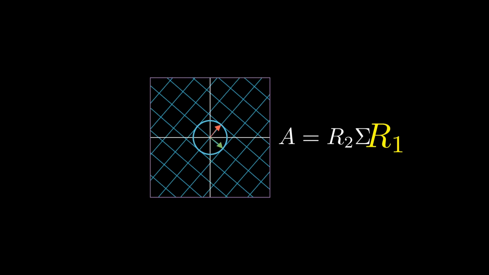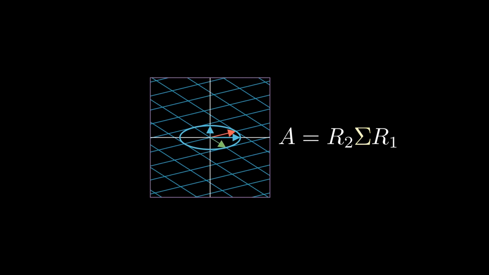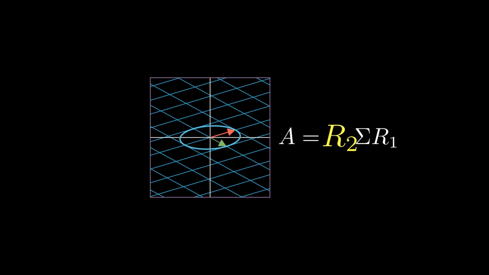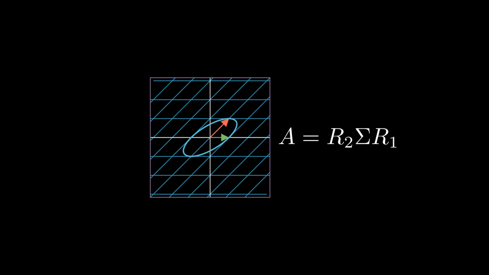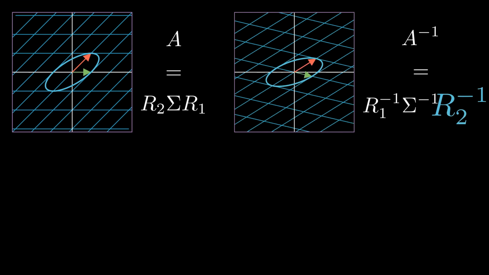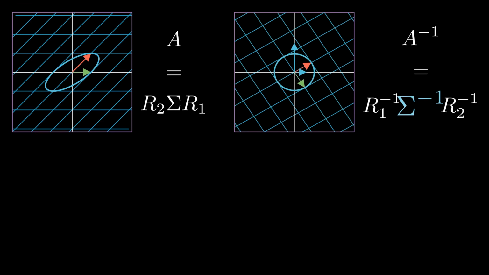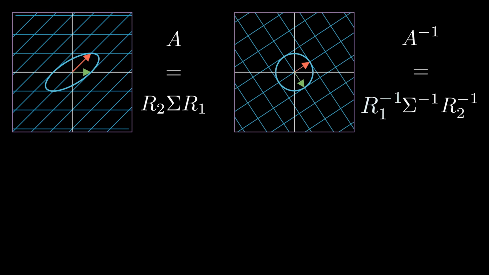So let's see it. Here on the screen is the forward transformation A we're looking at, doing a rotation, then a scaling, then a rotation. Looking at the inverse of A first, that would just reverse the second rotation, then reverse the scaling, then reverse the first rotation.